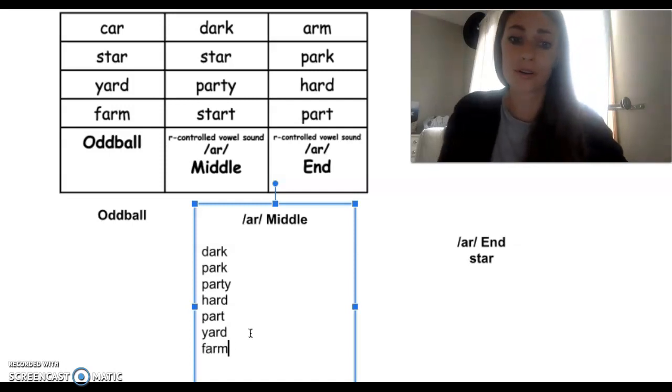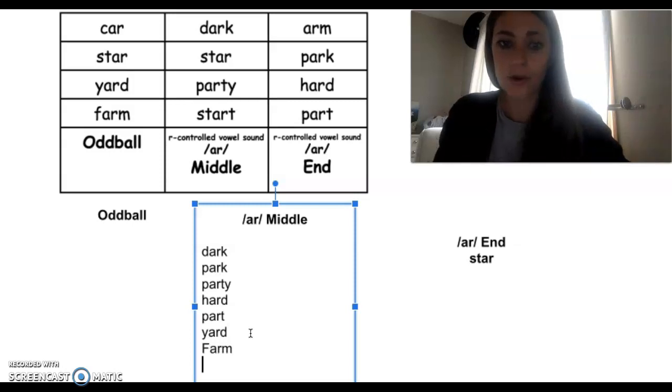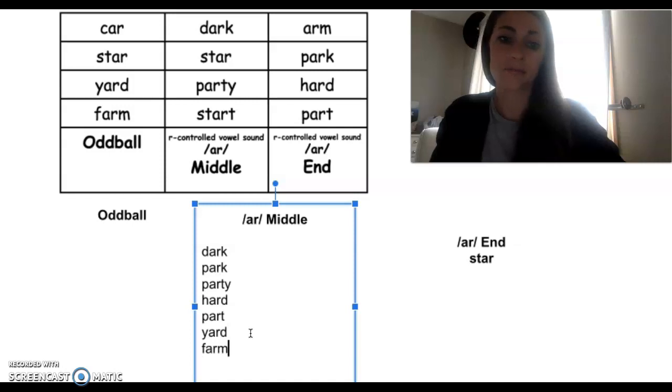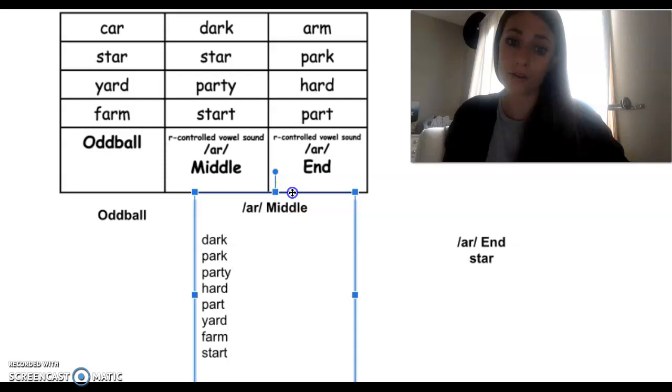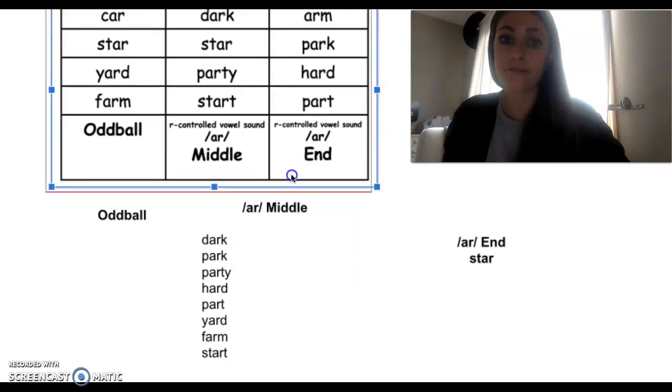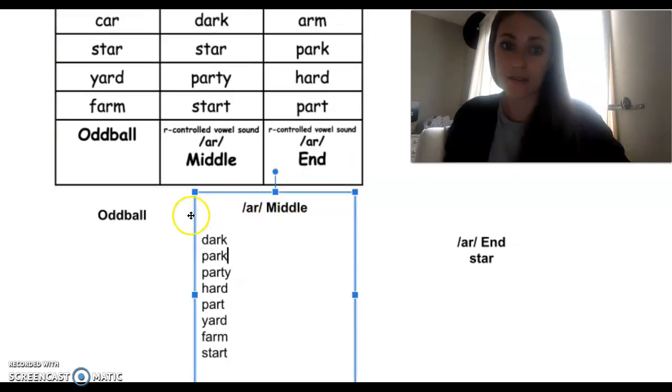Farm. Oh, I like this one. Brock's family has a big family farm in Rugby, North Dakota. And they grow corn and soybeans and canola. Farm. Am I missing any? Start. It's important to start your homework right away so that you have free time at the end of the day. Start.